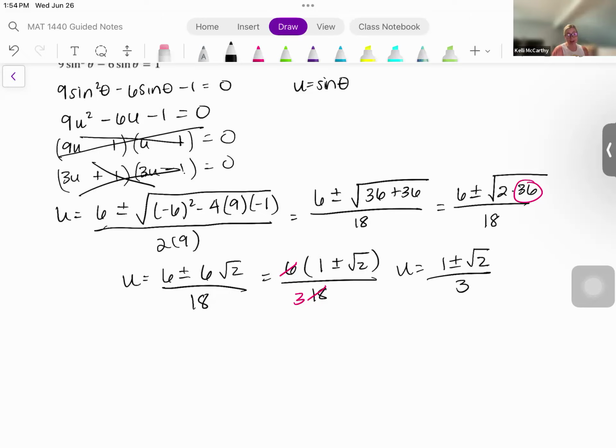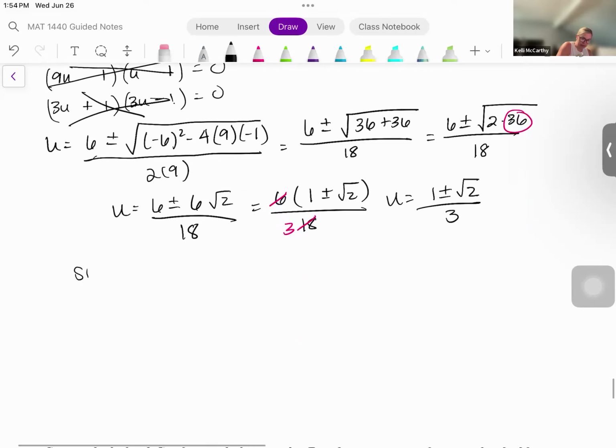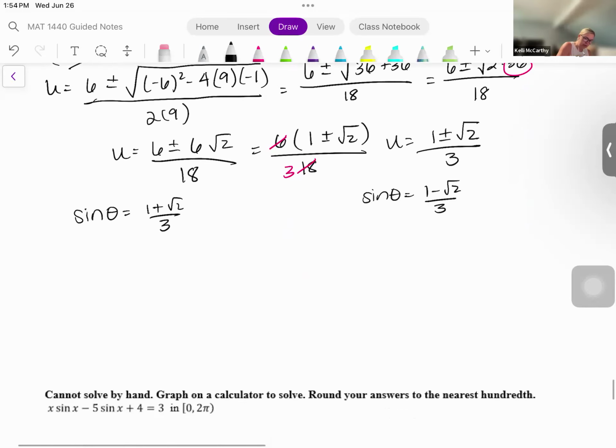Now we have u, not our variable. U, remember, was representing sine of theta. So we have sine of theta is equal to 1 plus the square root of 2 over 3. And we have sine theta equals 1 minus square root of 2 over 3. Looking at the equation on the right, we're going to use our inverse trig function or inverse sine. Theta is equal to inverse sine of 1 plus square root of 2 over 3.